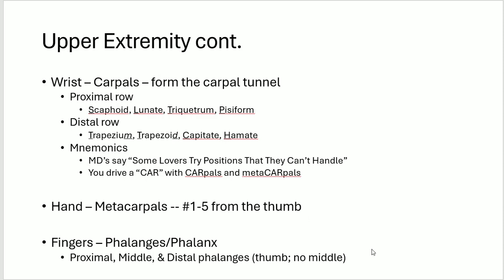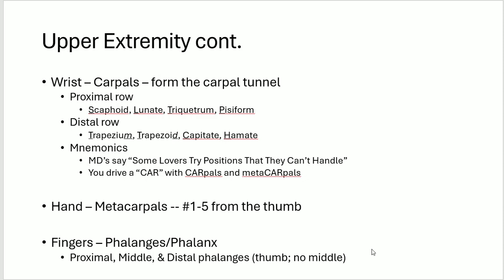So remember that. If you are asked to name the carpal bones on the proximal row, or on the distal row, or on both, remember that mnemonic.